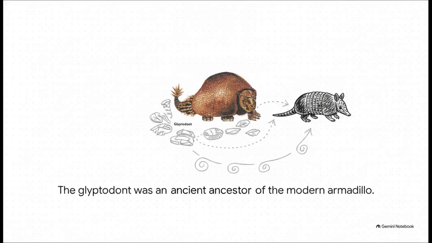Now, the fossil record is a massive piece of this puzzle because it brings history to life. It shows us exactly how modern species resemble ancient ones. Take a look at this heavily armored creature. This is a glyptodon, which is an ancient ancestor of the modern armadillo. Now, sure, the glyptodon is absolutely massive compared to the armadillos we see today, but you can clearly spot the striking physical links that have persisted across millions of years.